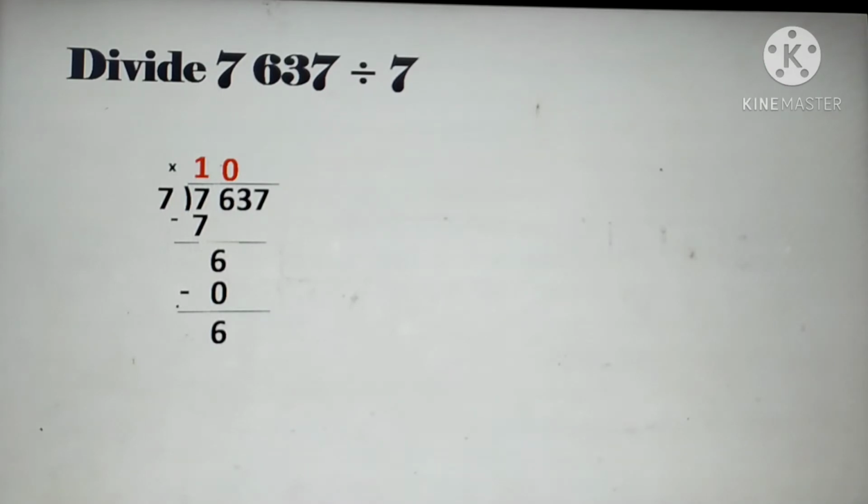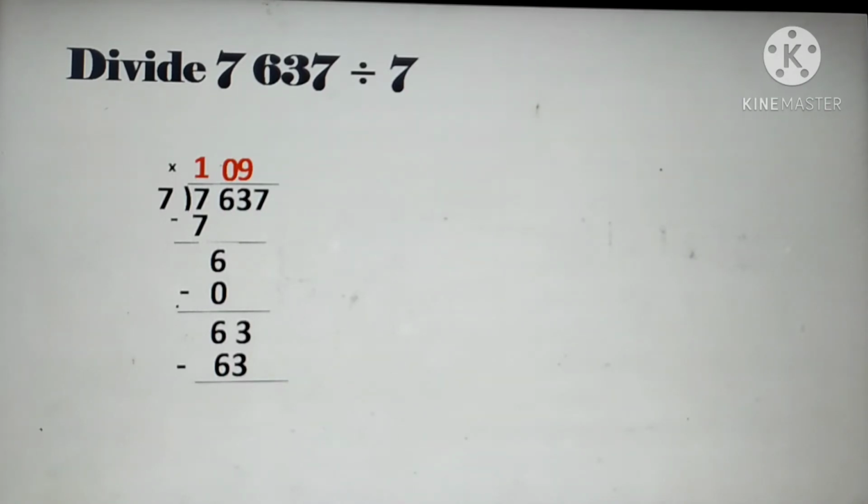And then we will bring down another digit from our dividend, which is 3. Then we have now 63 divided by 7. The answer is 9. Then multiply it by 7. 9 times 7 is 63. Subtract 63 minus 63. The answer is 0. No need to write 0.